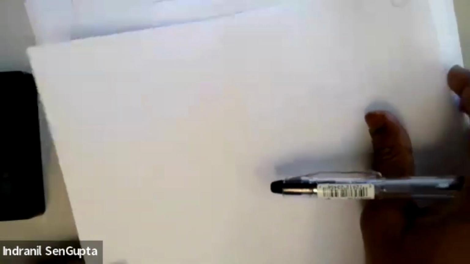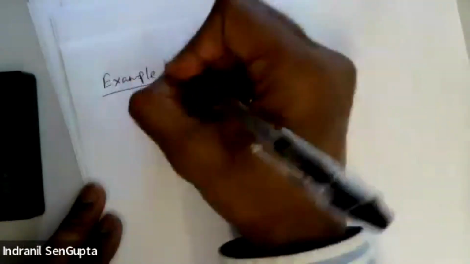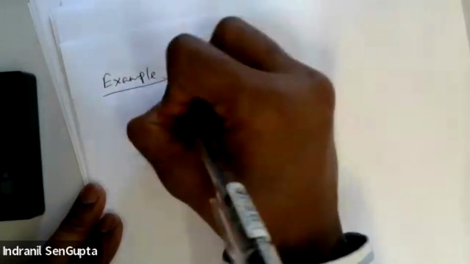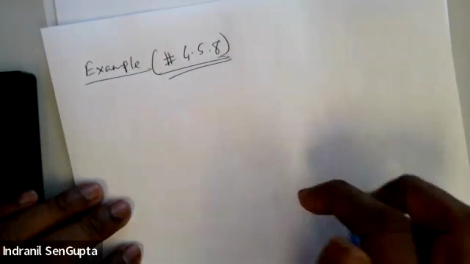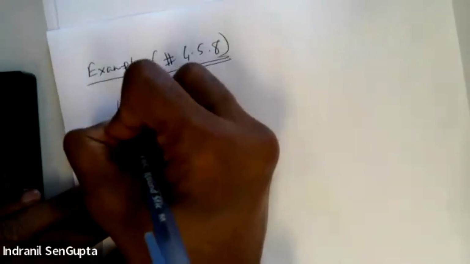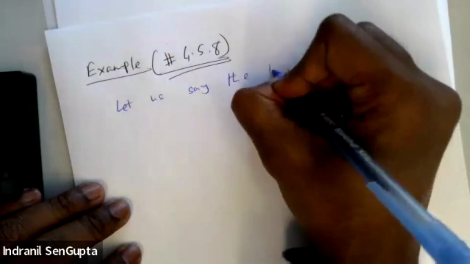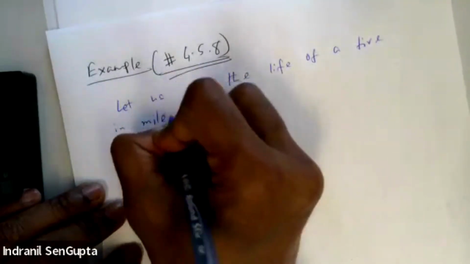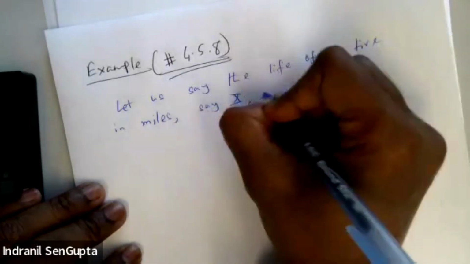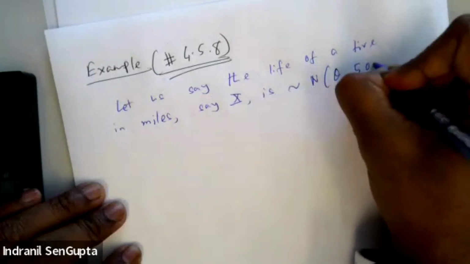And this is problem number 4.5.8. The problem goes like this. Let us say the life of a tire in miles, say X, is normally distributed with mean theta and standard deviation 5,000.